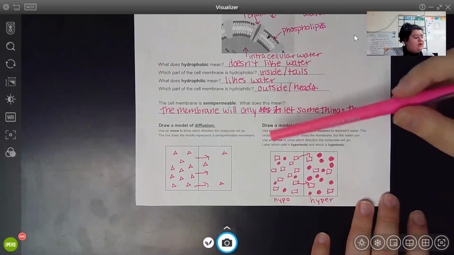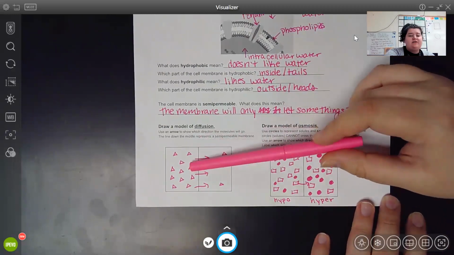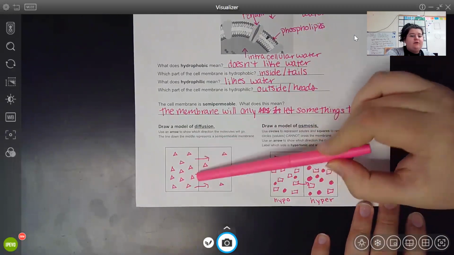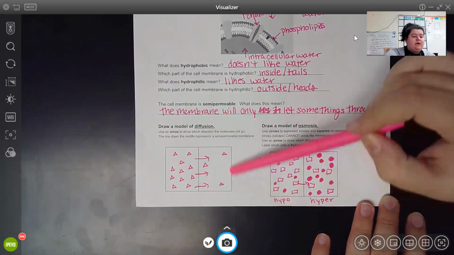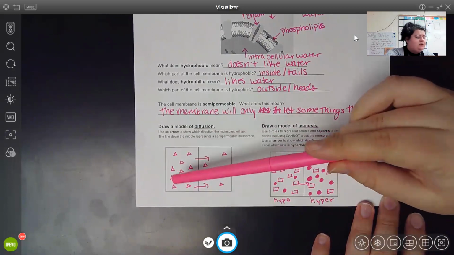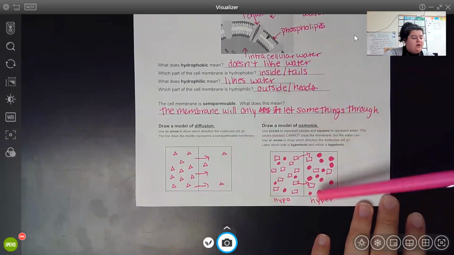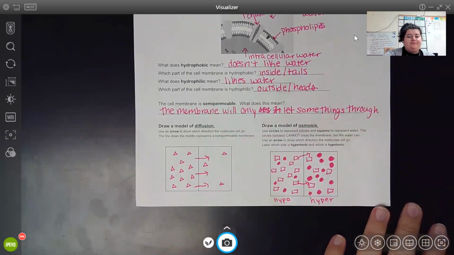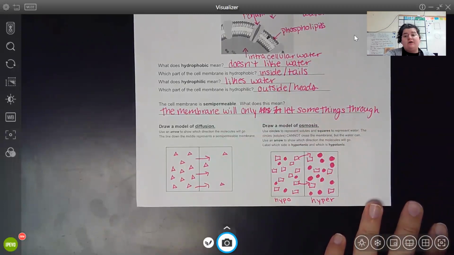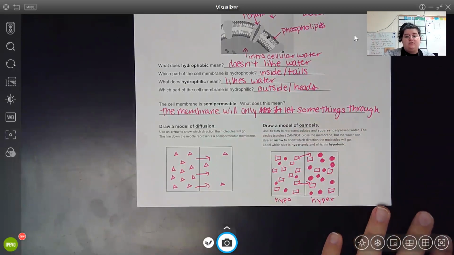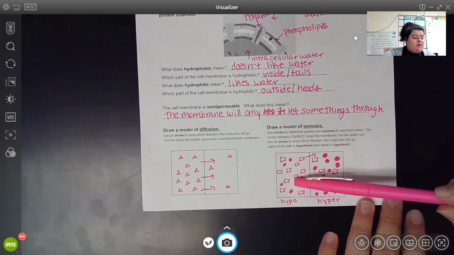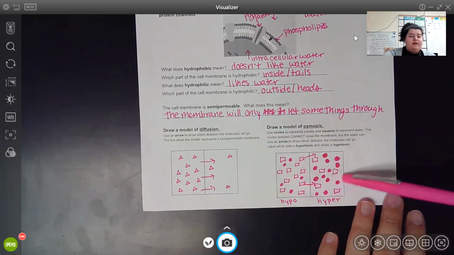Looking at my picture of diffusion, we want to make sure that we are going from areas of high concentration to areas of low concentration. So I have a bunch of triangles over here on the left and only 3 triangles on the right. So we know that our triangles are going to move from the left to the right. Over here, osmosis, our squares are representing our water molecules. So our water molecules are going to move from areas of high concentration of water to low concentration of water, or you can think of it as low concentration of solute to high concentration of solute, right? So our water is going to be moving from left to right.